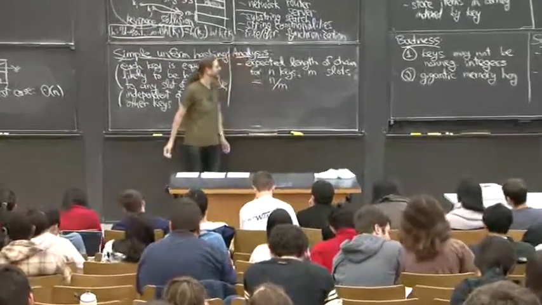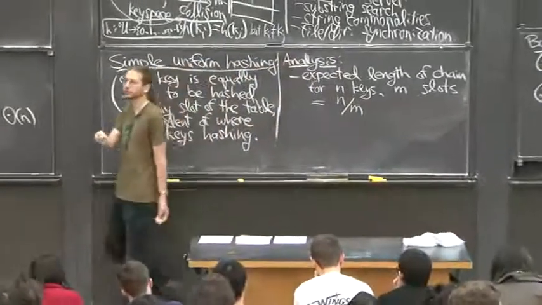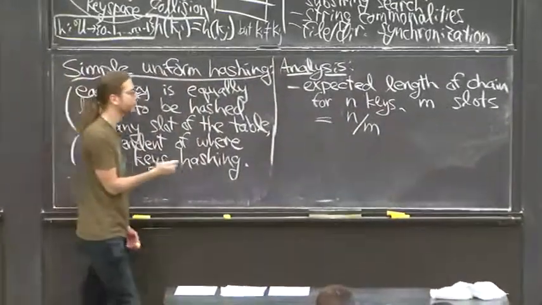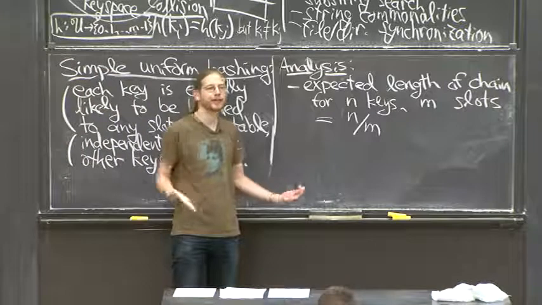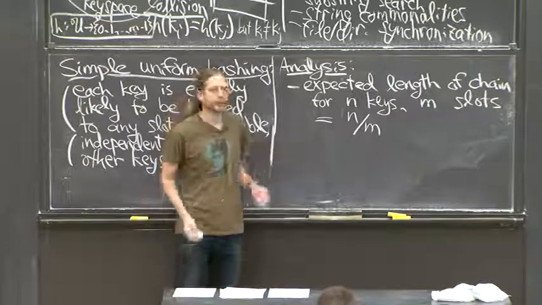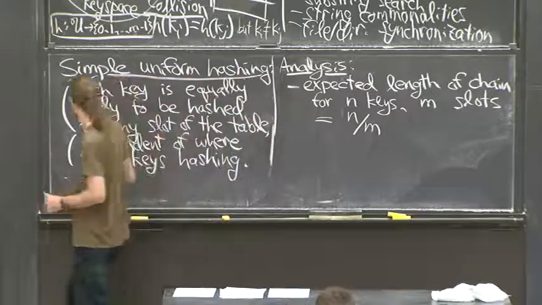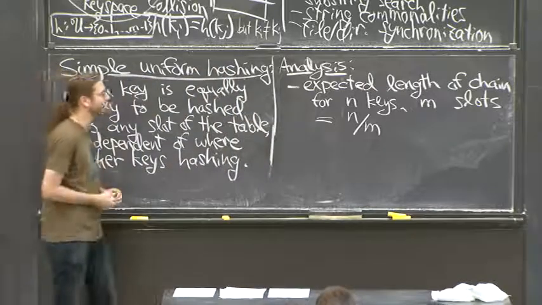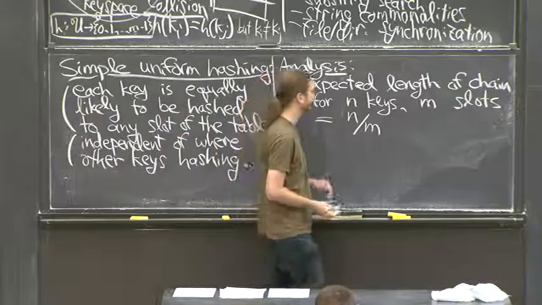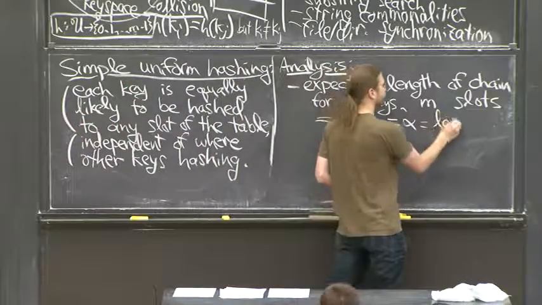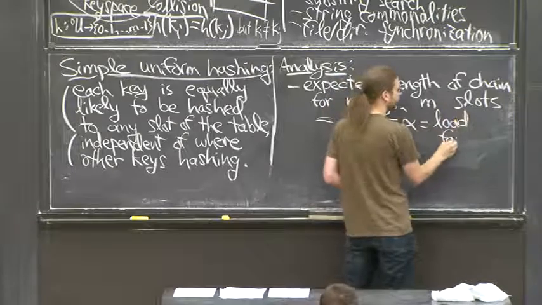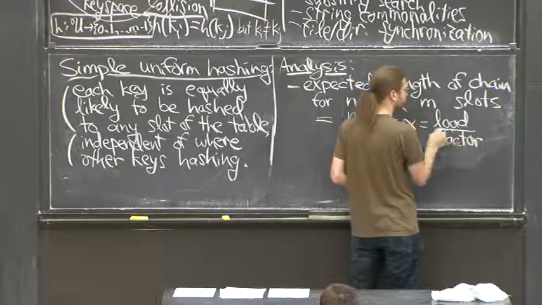It's really easy. The chance of a key going to a particular slot is 1 over m. They are all independent. So it's 1 over m plus 1 over m plus 1 over m, n times. So n over m. This is really easy when you have independence. Sadly, in the real world, you don't have independence. We're going to call this thing alpha. And it's also known as the load factor of the table.